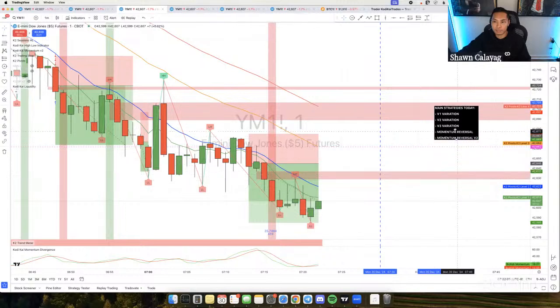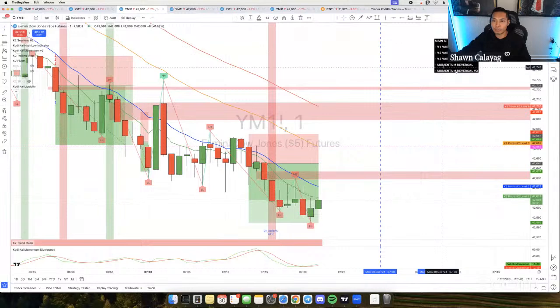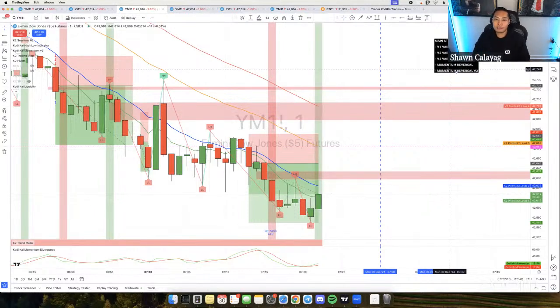I think if you just focus on the V1 variation and momentum reversal, if you make those your two strategies for 2025, I can almost guarantee, well, I don't want to guarantee and I can't guarantee, but I can say very confidently that you can be very, very profitable if you just focus on those two strategies. I think that's going to be my main focus for the next year as well.